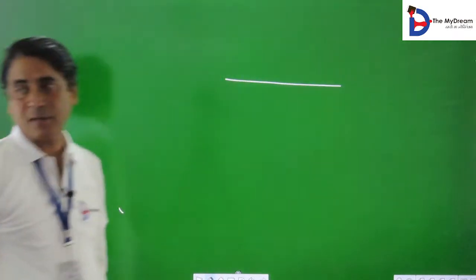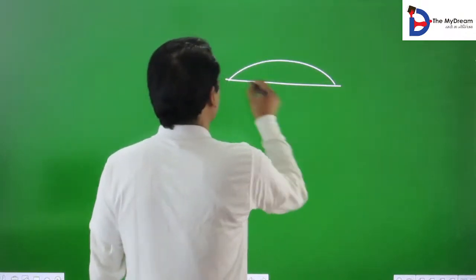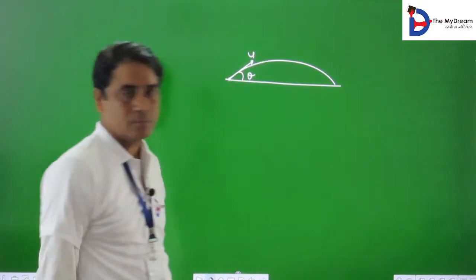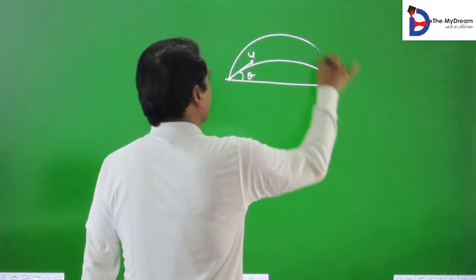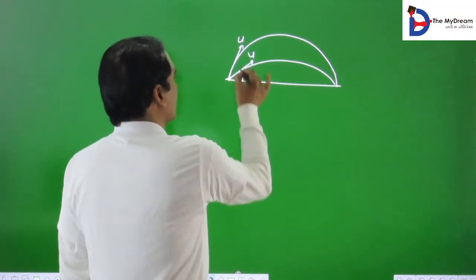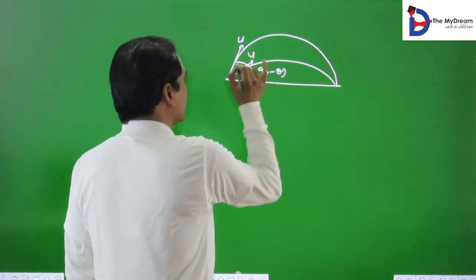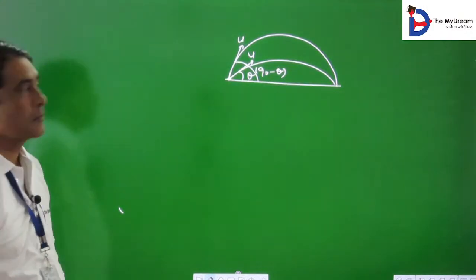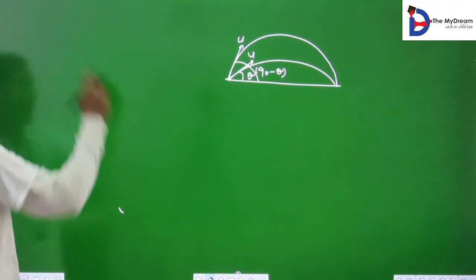If the two objects are thrown making an angle theta with a certain velocity u, another one is projected with the same velocity, makes an angle 90 minus theta. Got it?